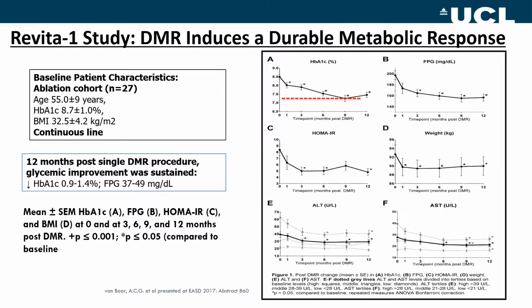The baseline characteristics of these patients, they were all relatively young with A1Cs of 8.7% and higher. And just to remind you, this was not a weight loss intervention, but these patients by default had a BMI which was slightly above that that is recommended. And the headline here is that 12 months post a single intervention with duodenal resurfacing, the A1Cs were reduced by up to 1.4%, but also there was a reduction in fasting plasma glucose. You can see these graphs here.